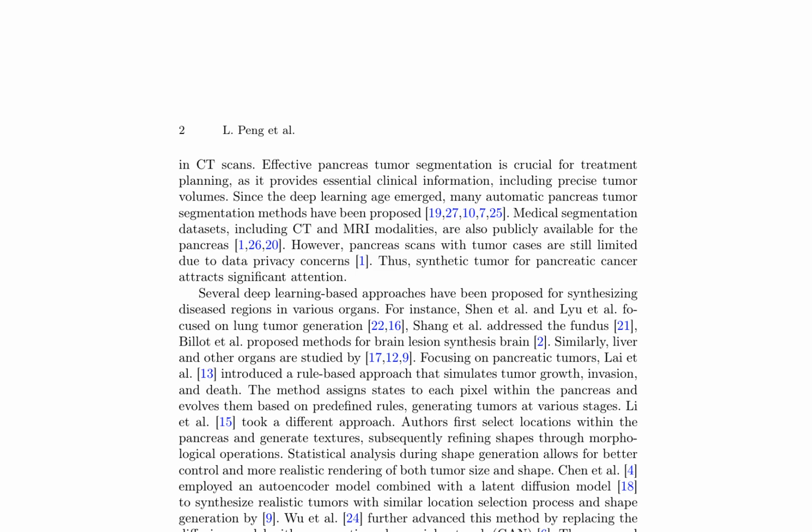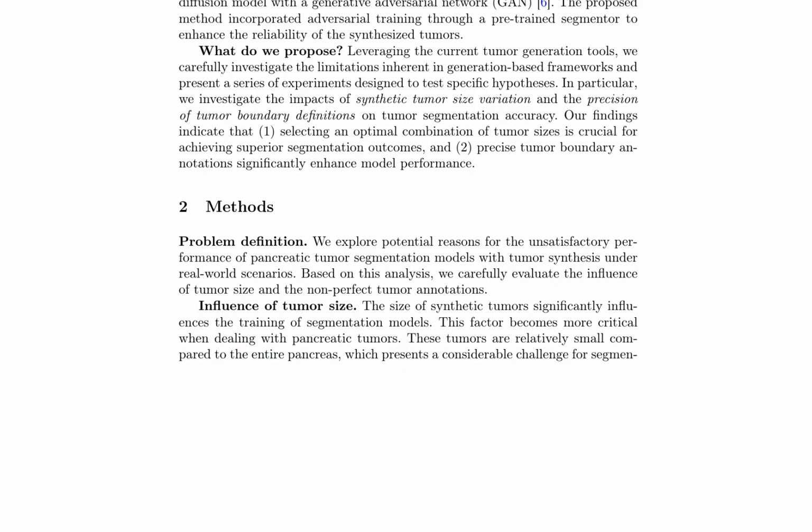Pancreatic tumors are relatively small compared to the entire pancreas, presenting a considerable challenge for segmentation. The study leverages current tumor generation tools, including rule-based approaches, autoencoder models combined with latent diffusion models, and generative adversarial networks, GANs. It emphasizes the importance of utilizing refined synthetic data augmentation for enhancing the clinical utility of segmentation models in pancreatic cancer decision-making, including diagnosis, prognosis, and treatment plans.